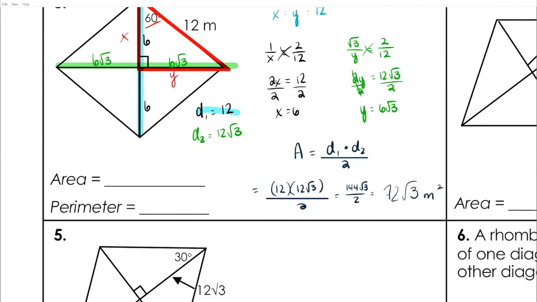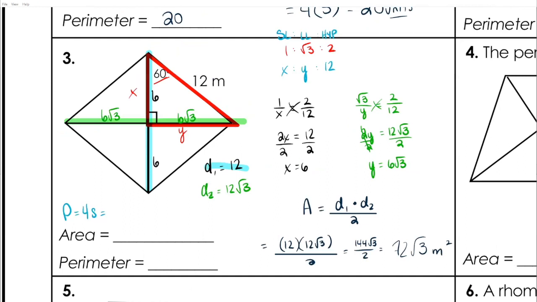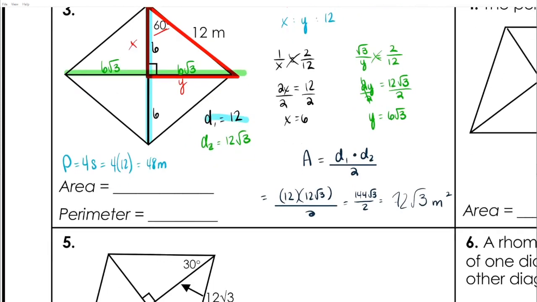And then the nice part is perimeter is given to us. Perimeter is simply 4 times our side length. The given side length is 12. So 4 times 12. 48. 48 meters.